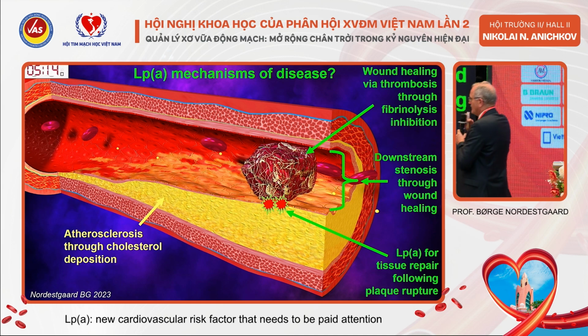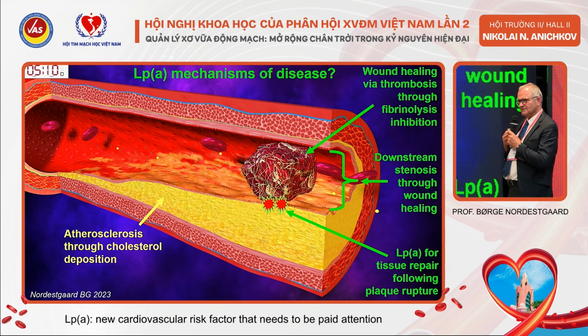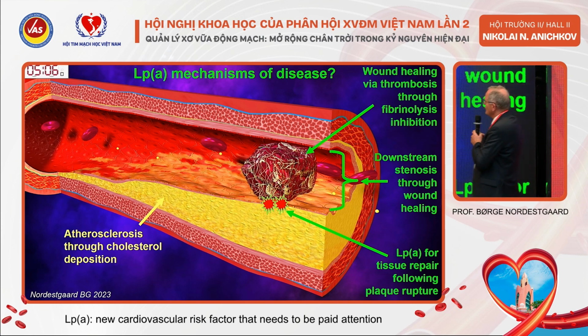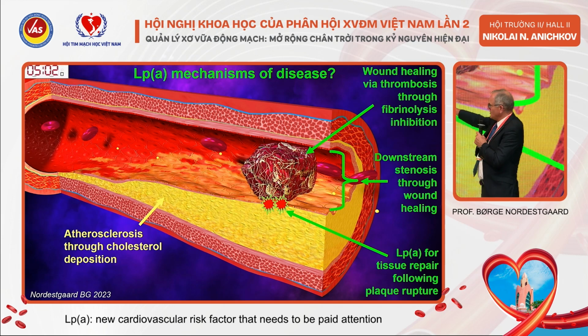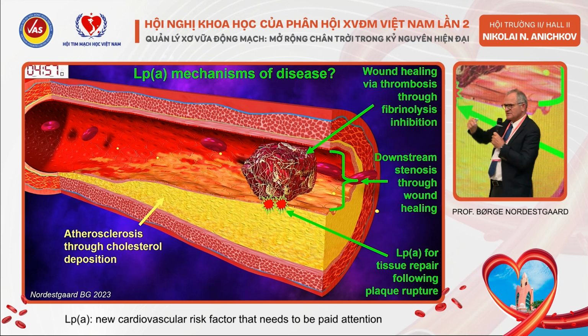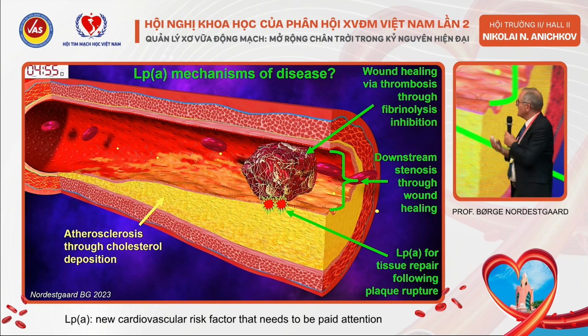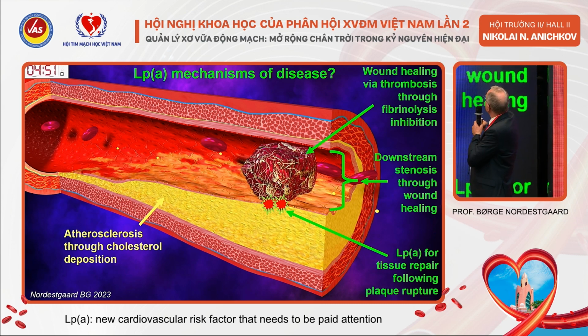And therefore, for me, the most likely thing is that it has homology with fibrinogen or plasminogen, and thereby influences fibrinolysis. So what I would think is logical is that if you get a plaque rupture here, where you already have atherosclerosis, then it's more likely you'll have a big thrombus because it could inhibit fibrinolysis. And that could lead to, as shown up here, wound healing via thrombosis through fibrinolysis inhibition.